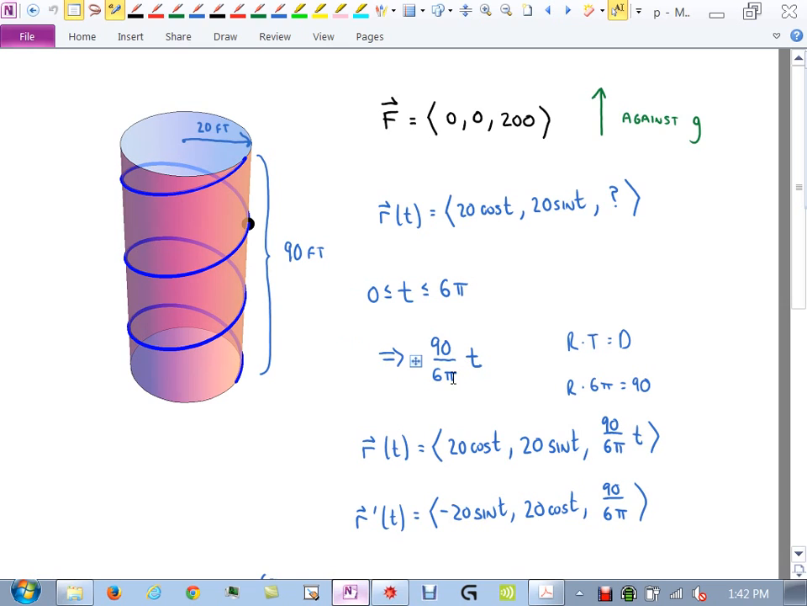So notice how this would work right there. Look at 90 over 6 pi t. If t is 0, what do we get? 0. If t is 6 pi, where are we at? 90, because 6 pi and 6 pi cancel. You can also do a rate times time equals distance. Distance is 90. Time is 6 pi. Divide both sides, you get a rate.